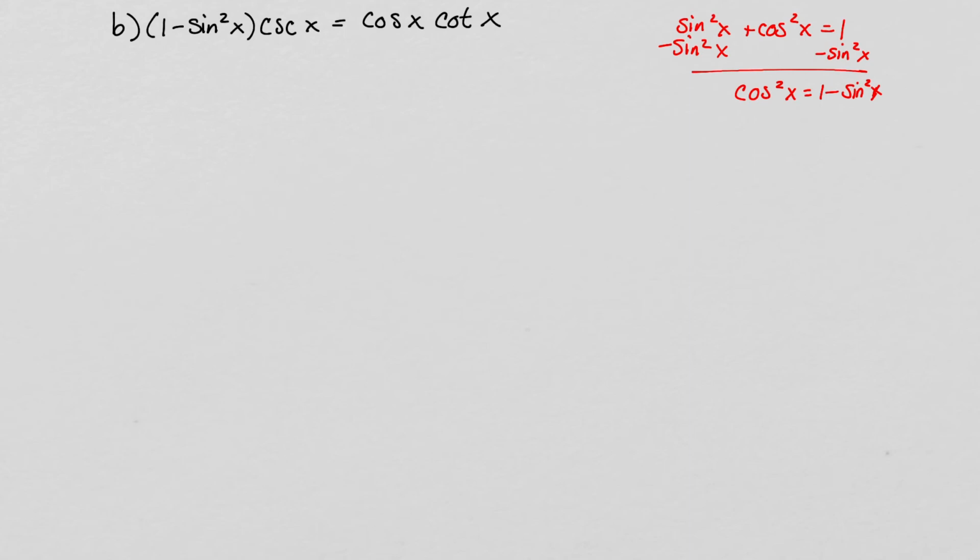Okay, so again, we're starting with the left-hand side, which is kind of the more ugly side. We're going to work our way to the right-hand side. So 1 minus sine squared x times cosecant x. So 1 minus sine squared x is cosine squared x, so cosine squared x times the cosecant of x. That was from the Pythagorean identity.